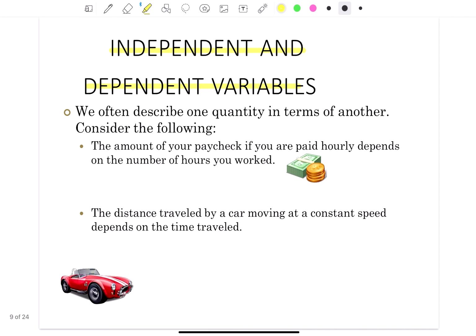So independent and dependent variable, we often describe one quantity in terms of another. For example, the amount of your paycheck depends on the number of hours you worked. The distance traveled by a car depends on the time it's been going on the road.